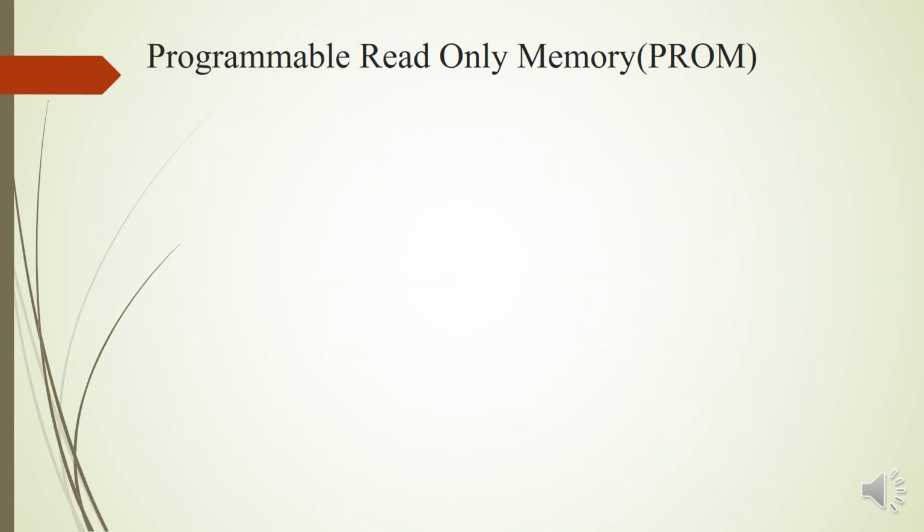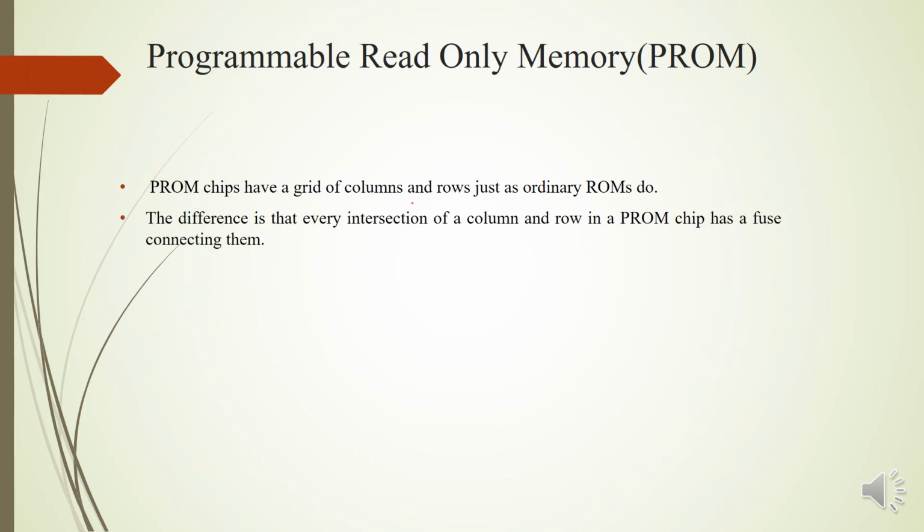Programmable read-only memories have a grid of columns and rows just as ordinary ROMs. The difference is that every intersection of the column and row in the PROM chip has a fuse connecting them. PROMs can only be programmed once.